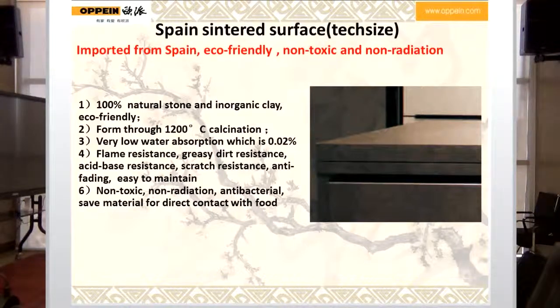Calcination gives very low water absorption, which is 0.02%, and flame resistance, acid and alkali resistance, scratch resistance, anti-fading, and easy maintenance. Non-toxic, non-radiation, antibacterial, and it is a safe material for direct contact with food. So these are the features of the Spanish center surface.